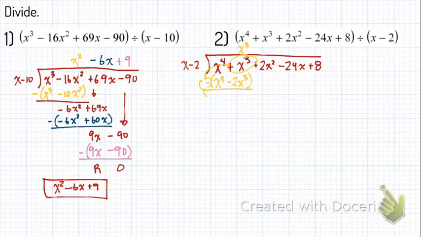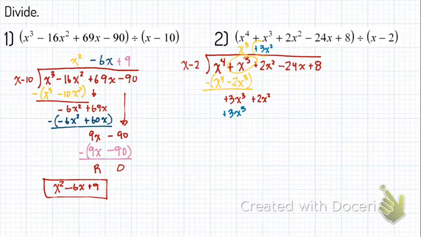x to the 3rd minus negative 2x to the 3rd is going to be positive 3x to the 3rd, right? When we subtract the negative, we're really adding. Bring down the next term, 2x squared. Then asking ourselves, what do I multiply x with to get positive 3x cubed? I'm going to multiply by positive 3x squared. Using a different color here so you see the steps. Positive 3x squared times x is positive 3x cubed.